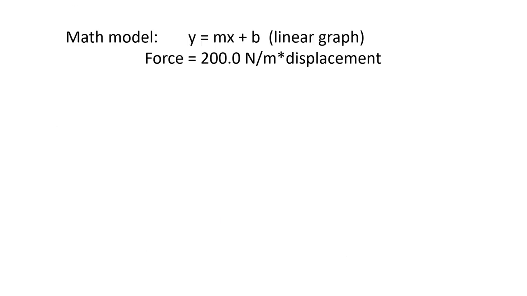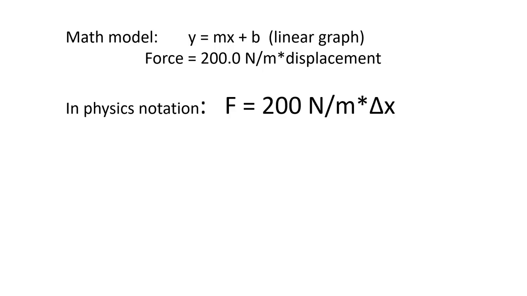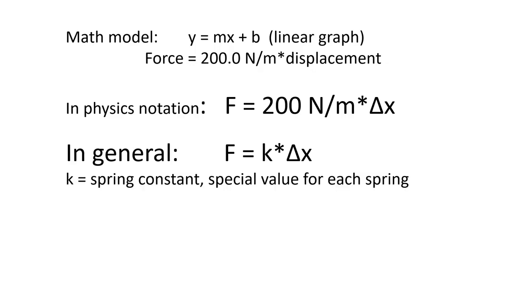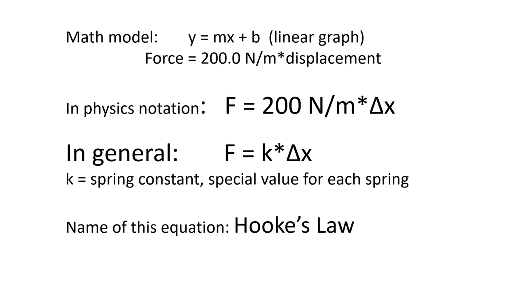So this math model, force equals 200 newtons per meter multiplied by displacement, is the equation that describes the relationship between force and displacement for one spring. In physics notation, we would write this as F equals 200 newtons per meter multiplied by delta x. In general, we write this as F is equal to k times delta x, where k is a special value called the spring constant that's different for each spring. The name of this equation is called Hooke's law.